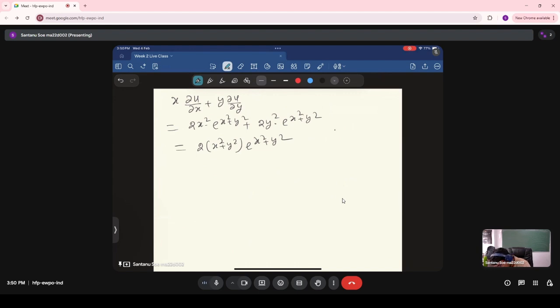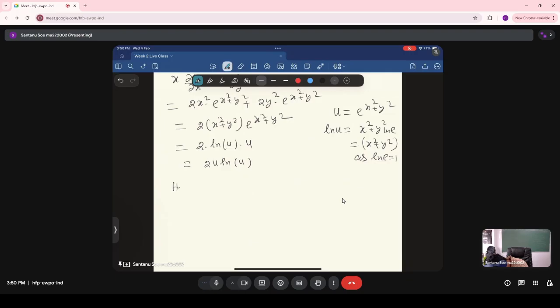So if you just take u equals exponential x square plus y square, then ln of u is nothing but simply x square plus y square into ln e, which is nothing but x square plus y square, as ln of e is 1. So this is nothing but 2 times ln of u into u. So this is our answer.